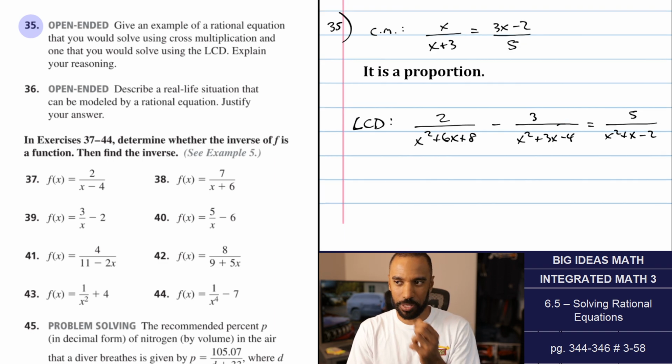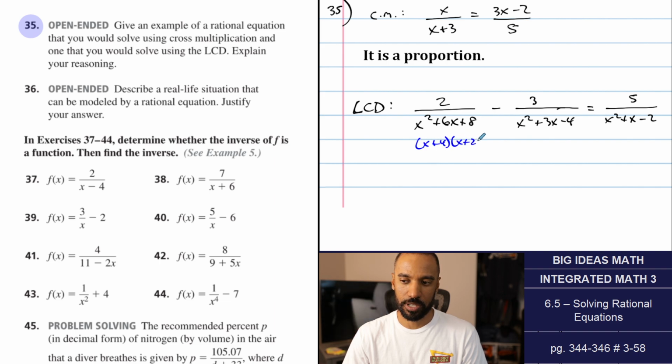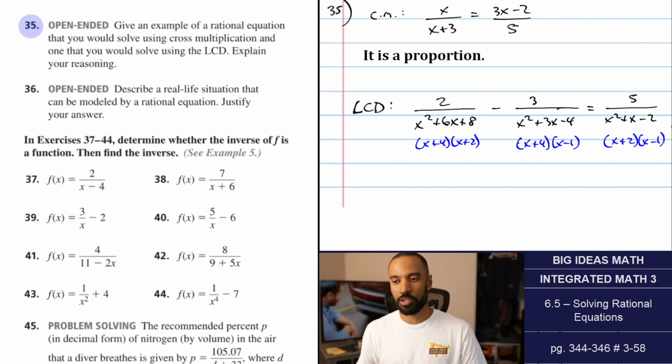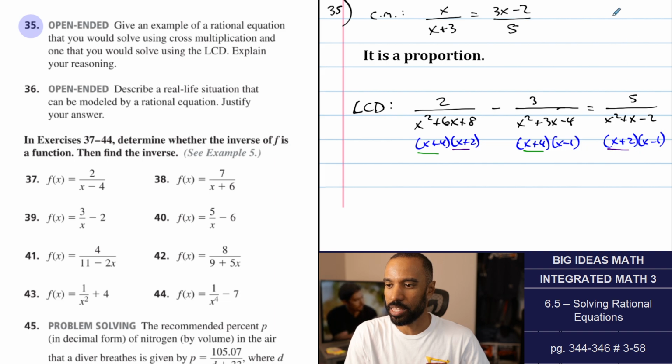Now, what I did with this one, if I did it correctly, I don't care about the top, I just made those up. The bottom, this factors into x plus 4 times x plus 2. This factors into x plus 4 times x minus 1. And this factors into x plus 2 times x minus 1. Notice that each of these, and I wish we had some of these problems to do. This would kind of make a lot of sense to do this. Each of these has something that's shared. These both share an x plus 4. These both share an x plus 2. And these both share an x minus 1.